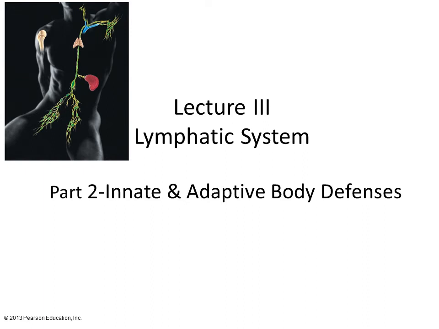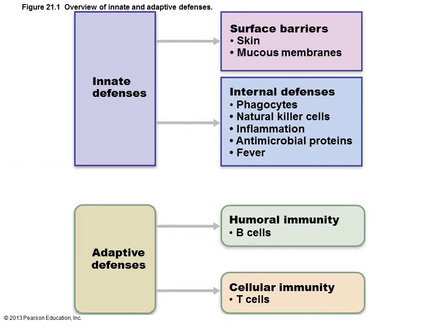Hello everyone. Let's talk about part 2 of lecture 3, lymphatic system, innate and adaptive body response. The immune system has two intertwined intrinsic systems, the innate and adaptive defense systems. They release and recognize defense molecules and proteins that alert cells of the adaptive system to foreign molecules.